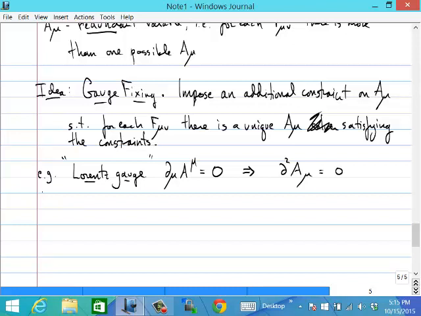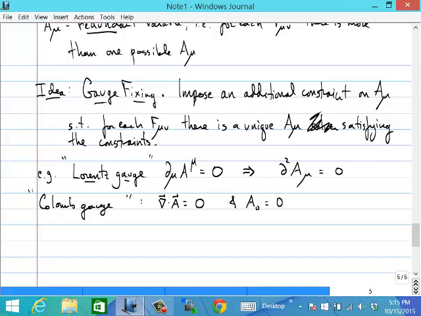Very often when people discuss the quantization of electromagnetism, they use a different gauge, which is known as Coulomb gauge, sort of for historical reasons that I probably won't explain right now. But Coulomb gauge amounts to the imposition of a different set of constraints, namely that grad dot A, the 3-vector, is equal to 0, and that A0 is equal to 0.